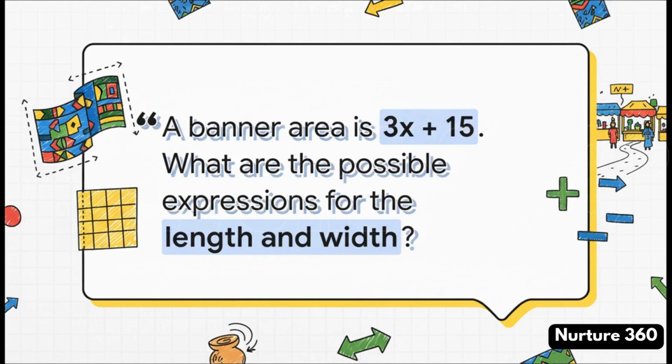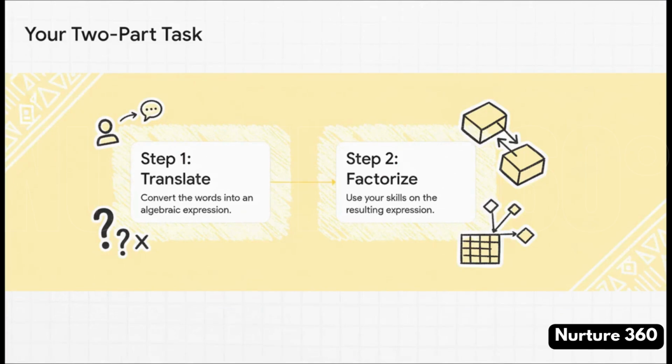Now, what do we know about the area of a rectangle? It's just length times width, right? So that means the length and the width have to be the factors of the area expression. So, to solve this, it's a simple two-part mission. First, we translate the words into math, which is already done for us. Nice. Area equals 3x plus 15. Second, we unleash our new factorization skills to break that expression down.